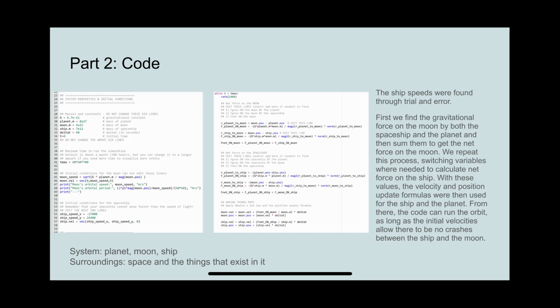All right, and for the loop in this part of the code, first we found the gravitational force on the moon by both the spaceship and the planet, and then summed them together to get the net force on the moon. We repeated this process, switching the variables where needed to calculate the net forces on the ship in the next part of the code. With these values, the velocity and position update formulas were then used for the ship and the planet. From there, the code could run the orbit as long as the initial speeds allowed for there to be no crashes between the ship and the moon.